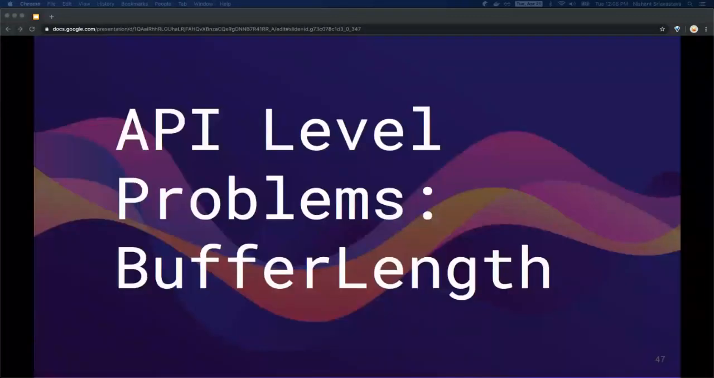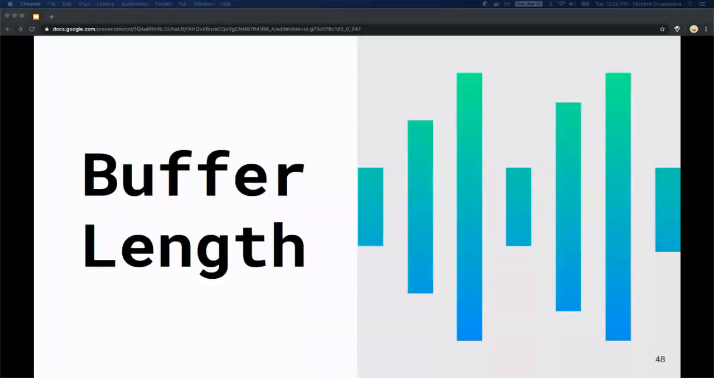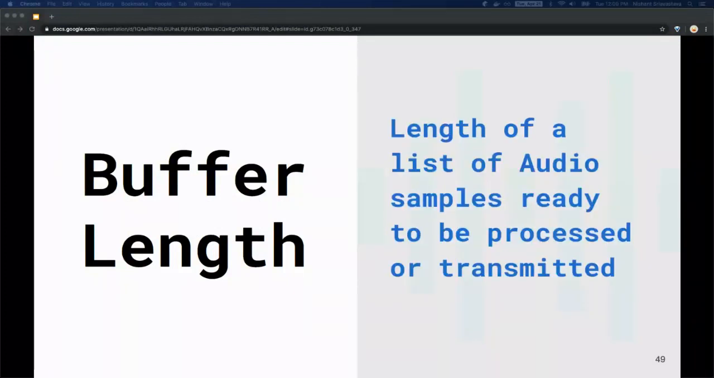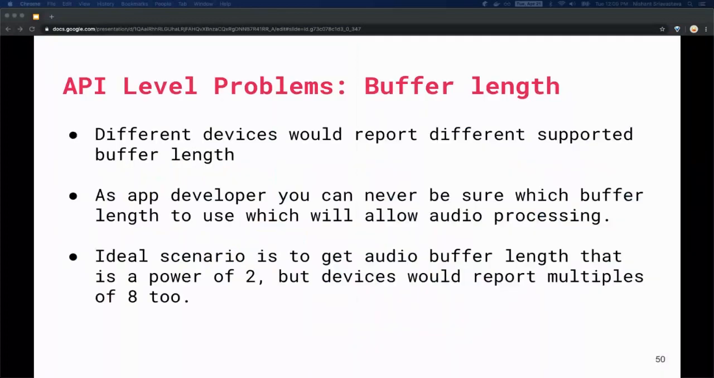The other API level problem that we have is the buffer length. It stems from the same kind of thing that the sample rate has. Buffer length in general is represented by how much of the audio data is ready to be processed, right? But as an app developer, I don't know what the devices can support. We don't know what buffer length to use, right? In ideal scenarios, this buffer length would be a power of 2, but devices I've seen would report multiples of 2, like 3 times 2 or 4 times 2, and that's really bad.